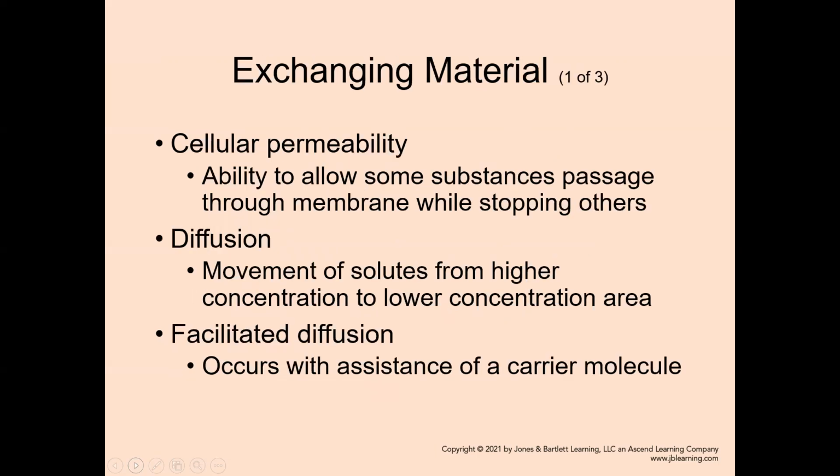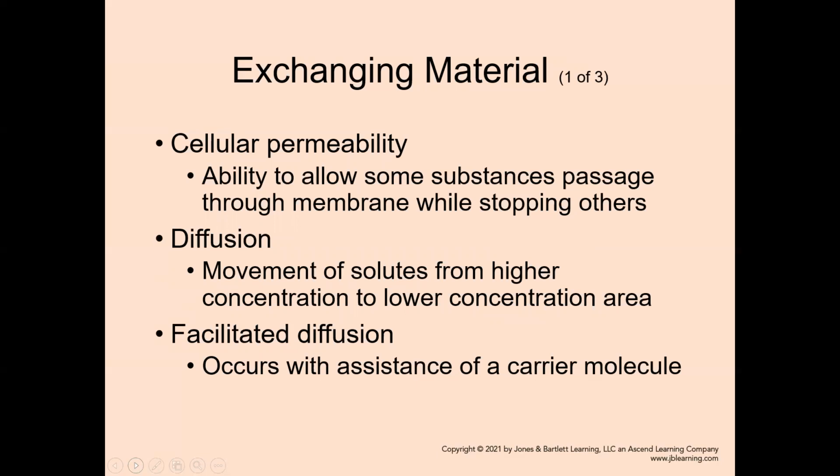Cell permeability is when substances pass through the membrane while stopping others. This depends on what kind of cells they are, and some cells are gated by proteins, chemical signals, or electrical charges. It kind of depends where they are in the body and what kind of cells they are.